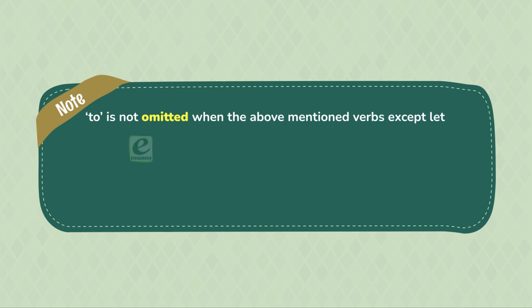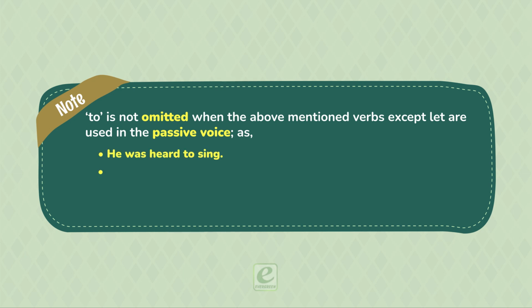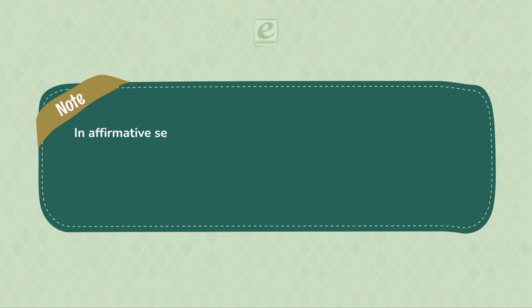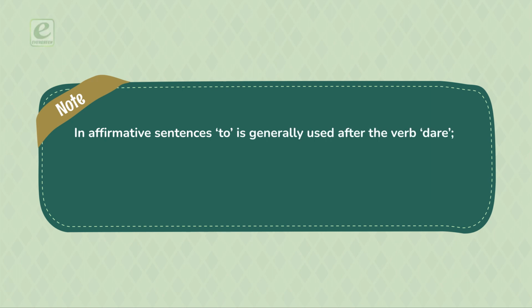Note: to is not omitted when the above-mentioned verbs, except let, are used in the passive voice, as: he was heard to sing. He was seen to write a letter. He was made to work for the master. Exception: they were let go. In affirmative sentences, to is generally used after the verb dare, as: he dared to take big risk. He dared to walk on the snow.